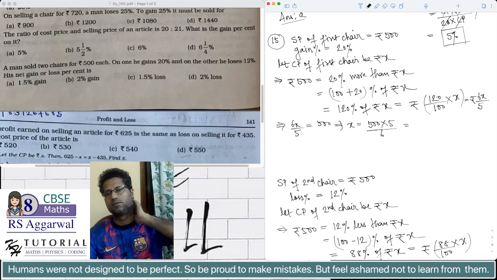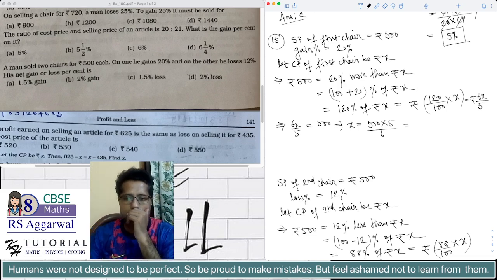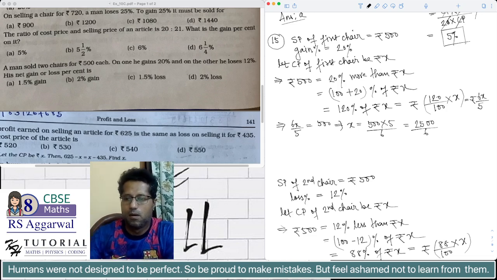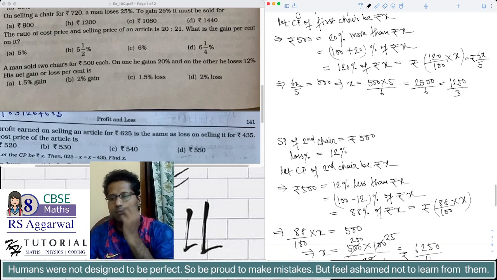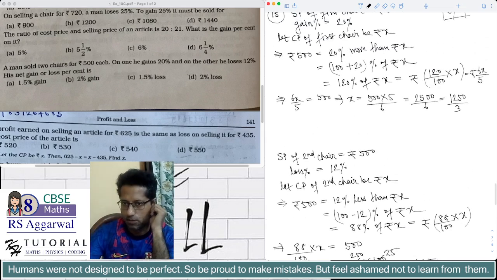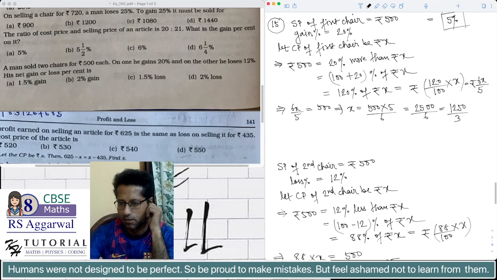566 by 5, which is equal to 2500 divided by 6, which is 1250 by 3. So rupees 1250 divided by 3 is the cost price of the first chair.